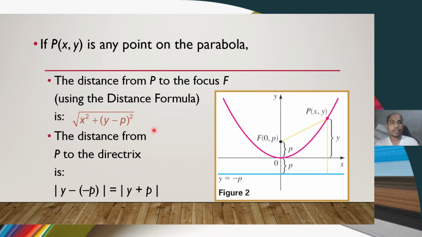Okay, moving on. If P, or the point xy, is any point on the parabola, so the distance from P to the focus F using the distance formula, we have the square root of x squared plus a quantity of y minus p squared. Dito yan galing sa ating distance formula, which gives us the standard form of our parabola.